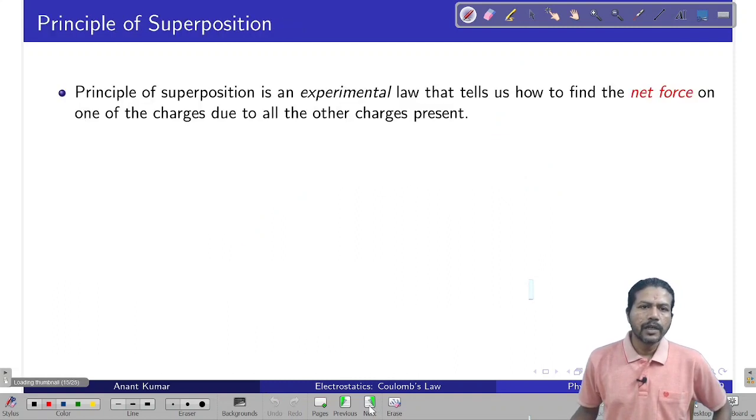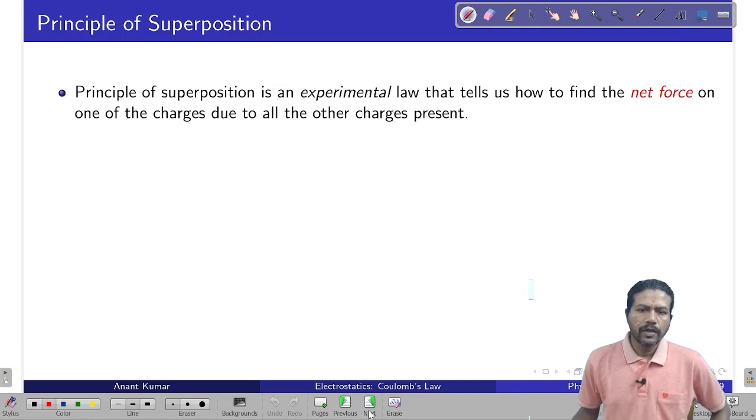Fine. Now, as I was saying, if we have more than 2 charges, so for example 3 charges or 4 charges, then how do I find out the force which any one of them experiences because of the others? This particular force calculation is basically facilitated by the principle of superposition, which is again an experimental law, not a logical necessity. And this tells us how to find the net force on one of the charges due to all the other charges which are present.